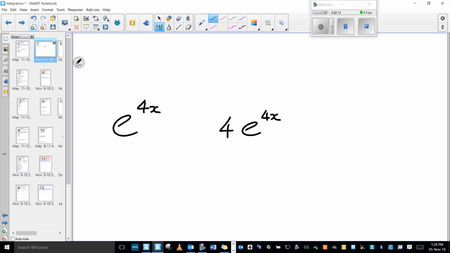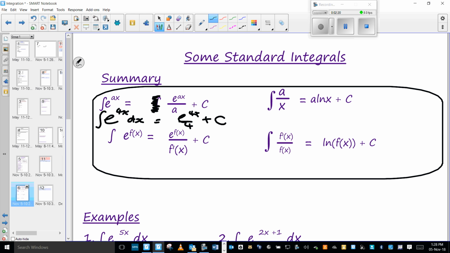So in a similar vein, if we're integrating, it's going to be e to the 4x, but this time we're going to be dividing by 4, remembering that they're opposite operations to each other. So that it is linked with each other. So if you remember one, hopefully you will remember the other.